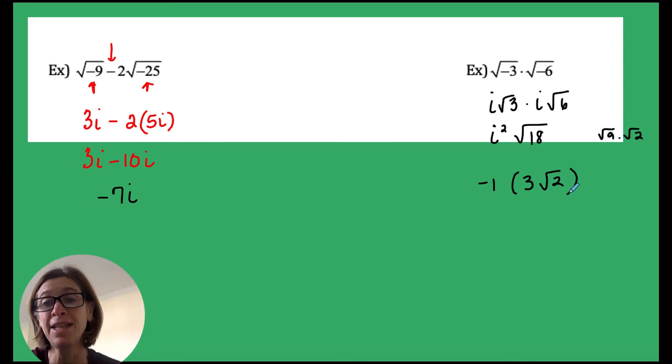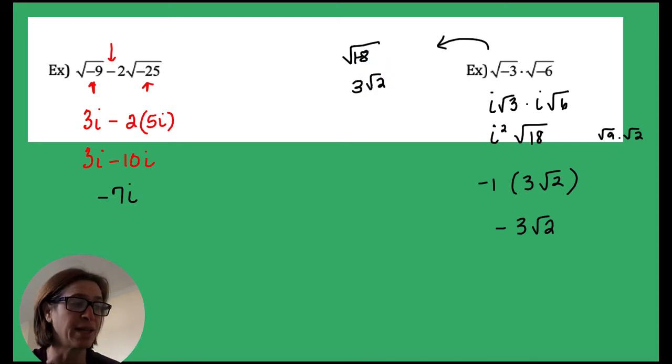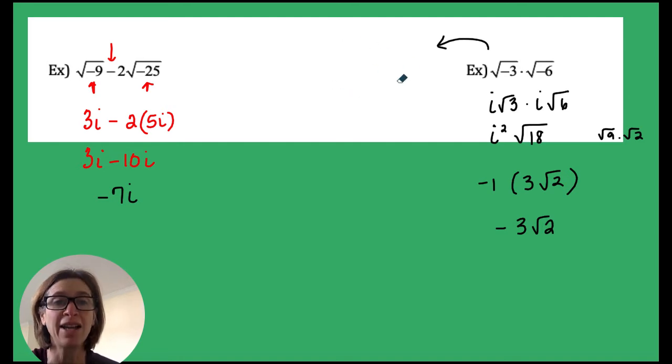Now, if you hadn't done that, what would have happened is you would have gotten positive 18, and your answer would just be 3 root 2. So you didn't deal with the imaginary piece of this. That is a really, really important thing to look at as you're doing this. You've got to deal with the imaginary number before you multiply.